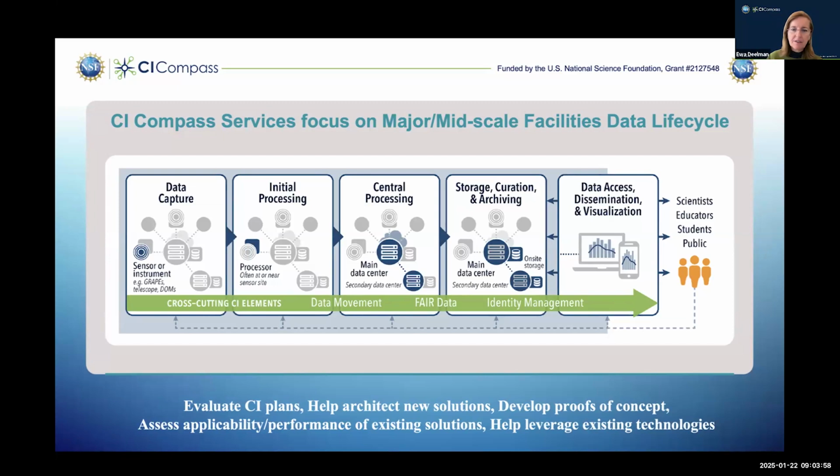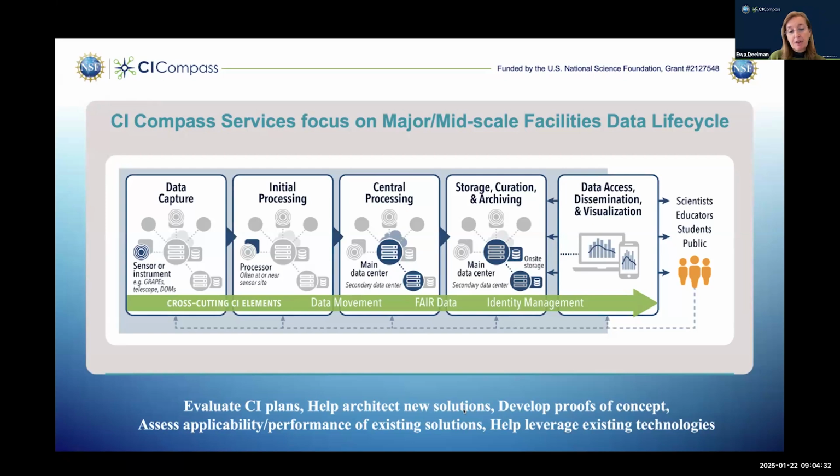The data is stored in a data center for preservation. The data is additionally curated, archived, and then the data is disseminated to the public. The data may be visualized at this point as well. And data access is provided to scientists, to educators, the students, and the public. And obviously, various stages of a data lifecycle are present in different forms within the different major and mid-scale facilities.